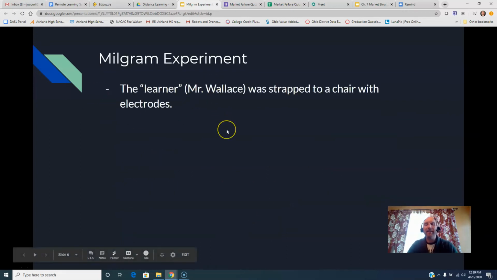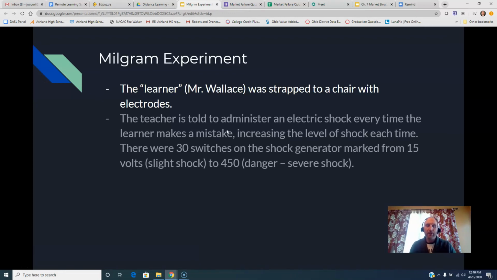So the learner, and in the case of the video, his name is Mr. Wallace, is supposedly in another room, and supposedly he is strapped to a chair that has electrodes. And the teacher is told to give this learner a shock every time the learner makes a mistake. And every time the learner makes an additional mistake, the teacher's supposed to increase the shock level.